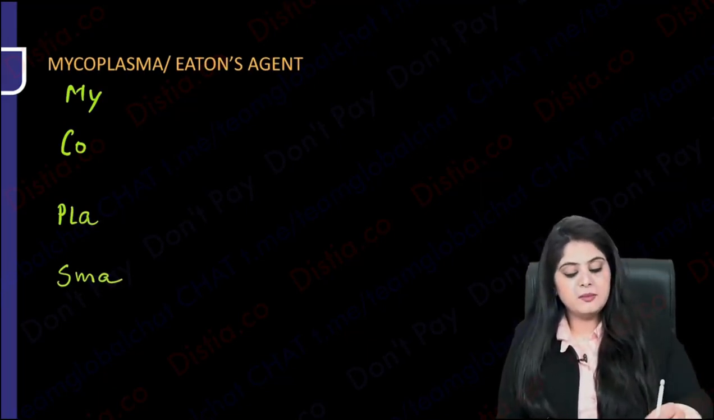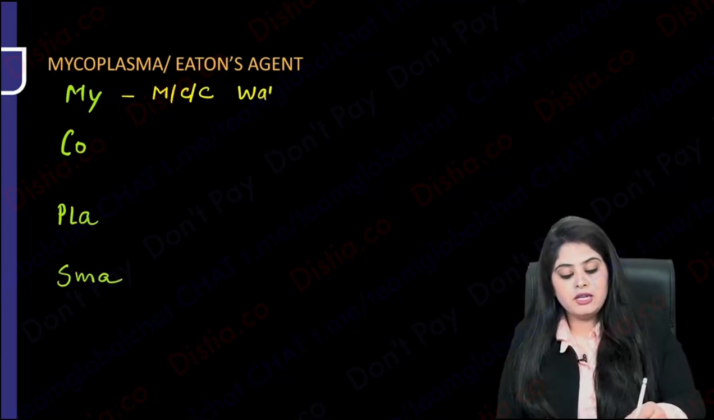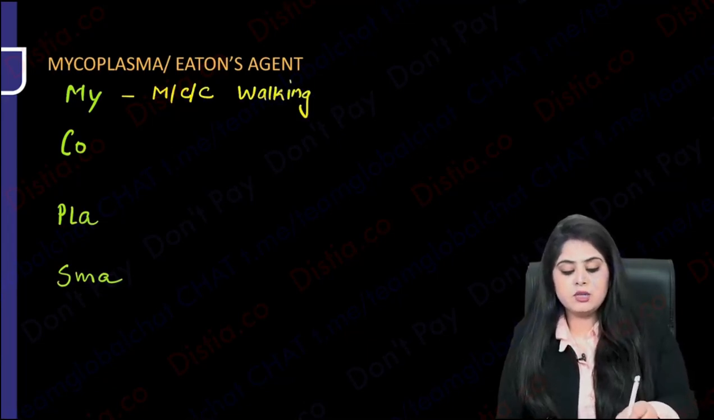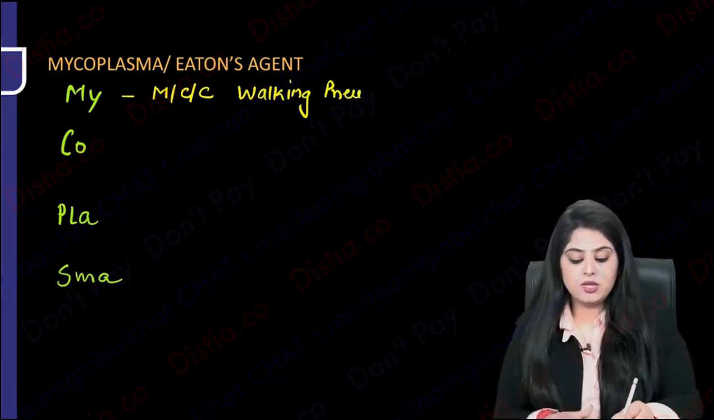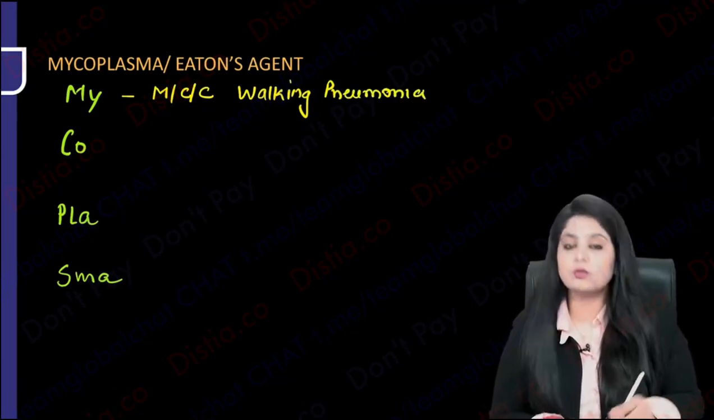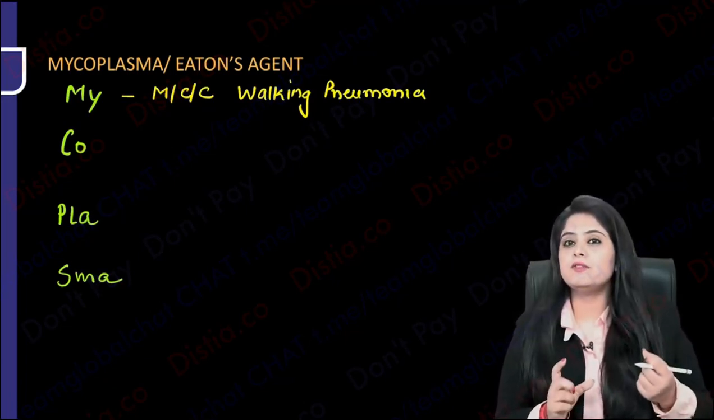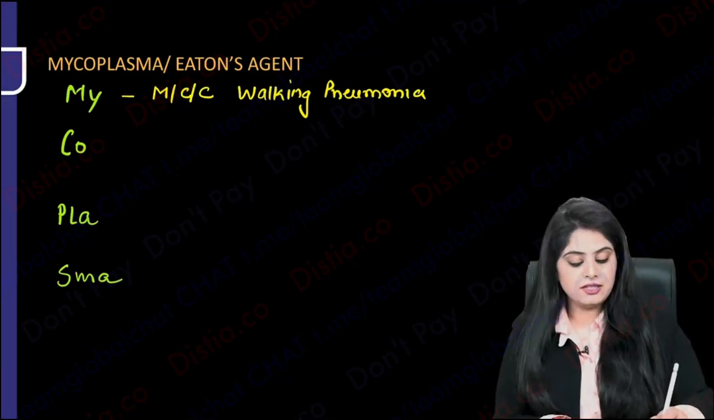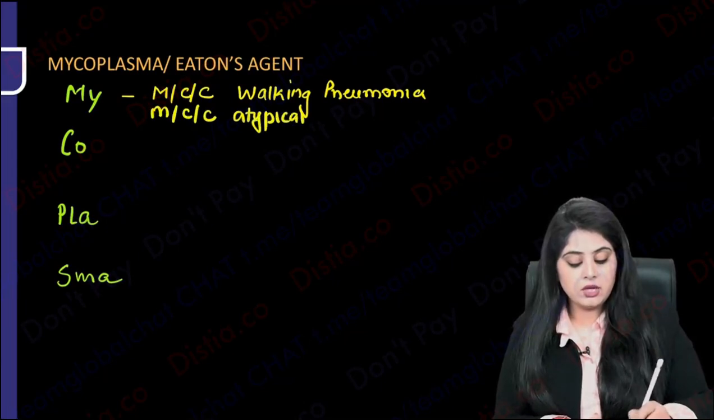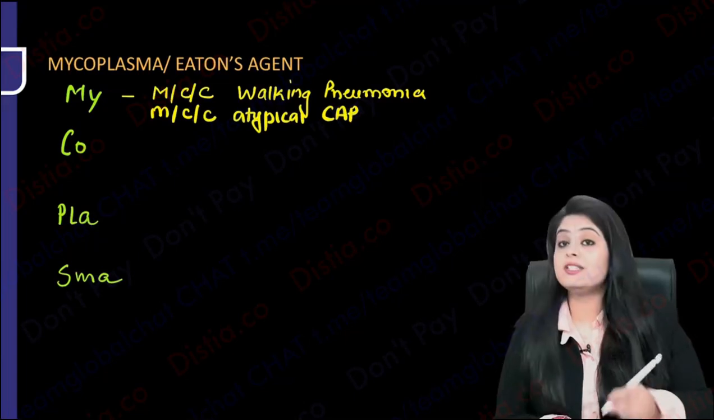So what do I say? Mycoplasma, MY means M. It is the most common cause of walking pneumonia. And walking pneumonia is what kind of pneumonia? Guys, I've taught you pneumonia in your pathology lectures also. Walking pneumonia is a kind of an atypical pneumonia. So can I say this is also the most common cause of an atypical community acquired pneumonia, not community acquired pneumonia. See, look at the difference.